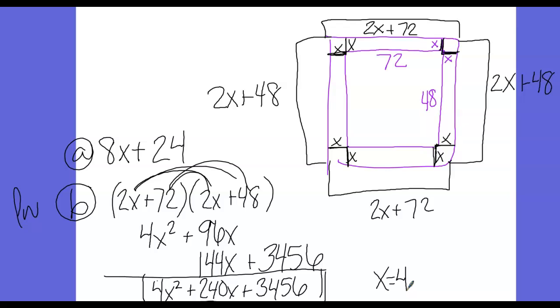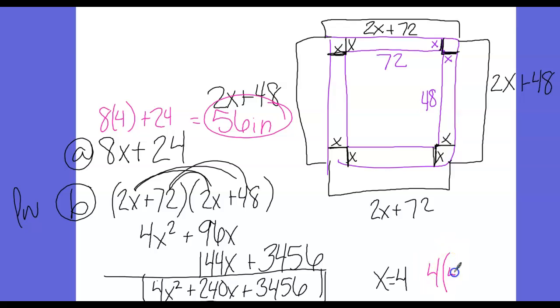So I go back to A, and I take 8 times 4 and then add 240 to get a perimeter of 272 inches or whatever it is. Okay? And then I would replace all the X's with 4, so I would take 4 times 4 squared plus 240 times 4, and then add 3,456.